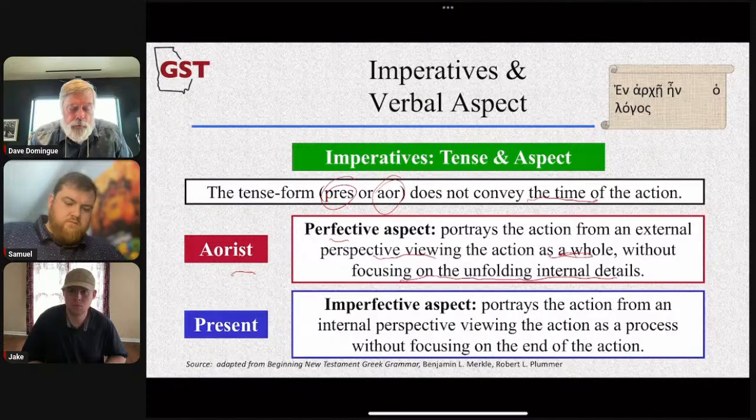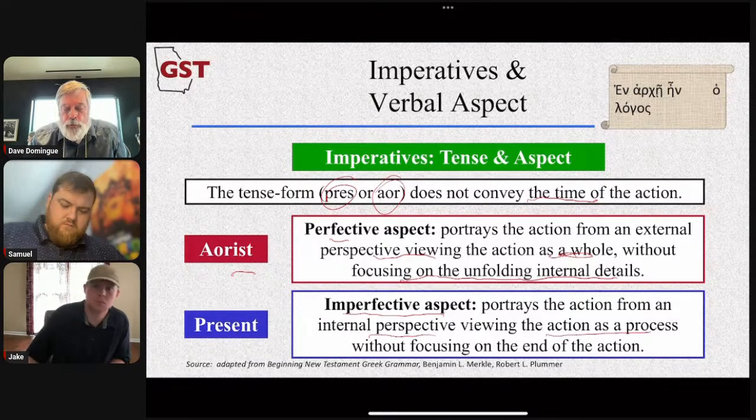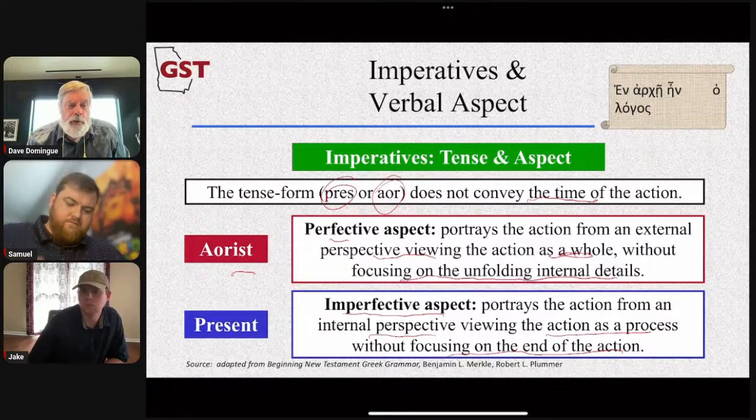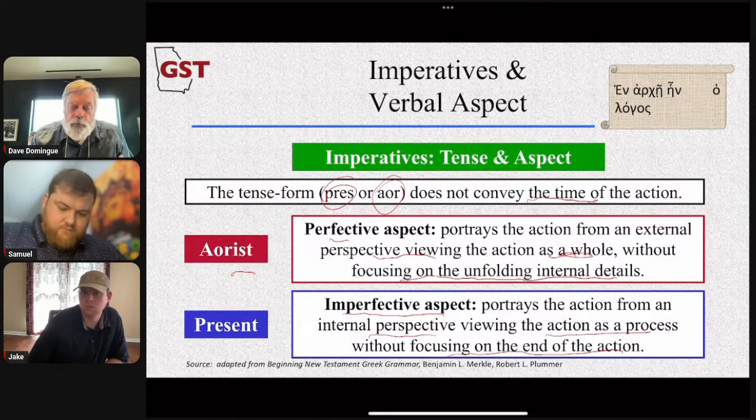It just happened. The present is an imperfective aspect, portrays an action from the internal perspective, viewing the action as a process without focusing on the end of the action. It's just ongoing. It's iterative. It's continuous. It's unformed. But you don't really know anything necessarily about the beginning or the end. The other things may bring that out.